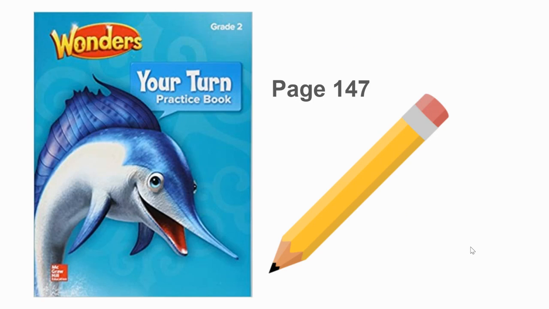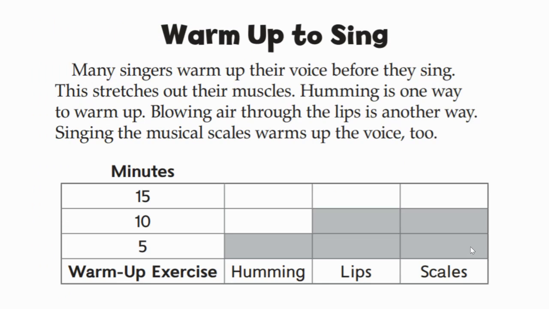We are going to practice this genre on page 147 in your Turn practice book. So go ahead and grab your book now and turn to page 147. The story we'll be reading is titled Warm Up to Sing. I would like you to follow along as I read aloud, and afterwards we're going to answer some questions about this text. Remember, expository text gives facts and information and has text features. So be thinking of that as you listen to me read.